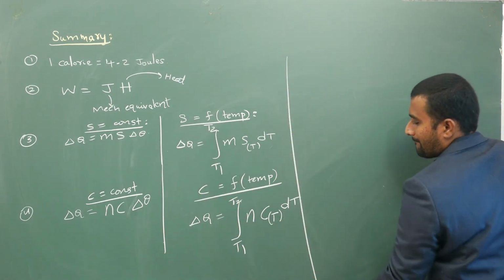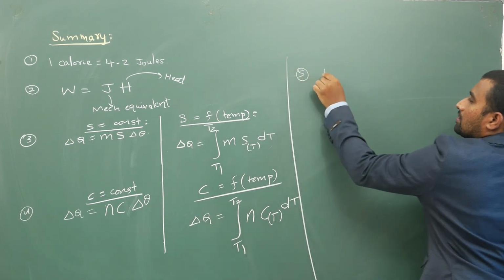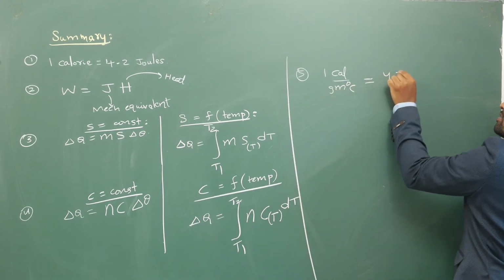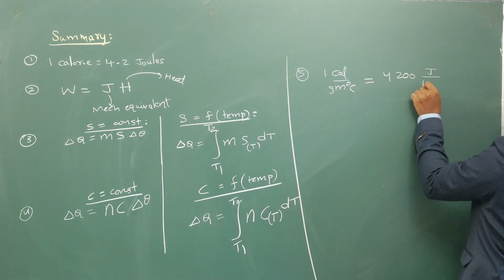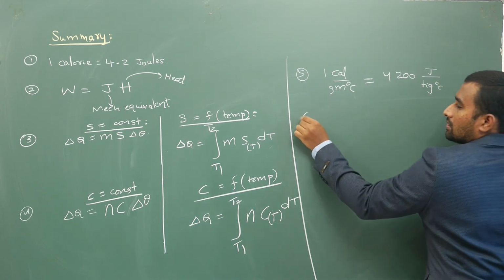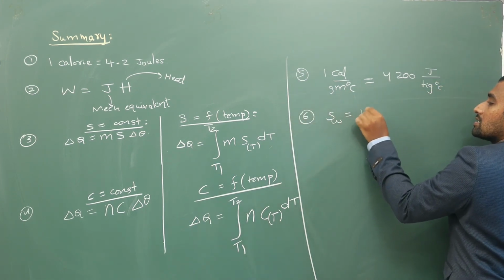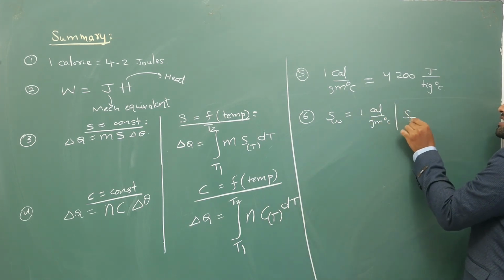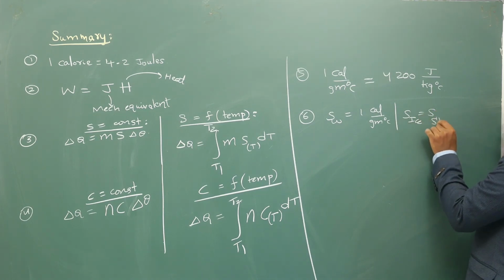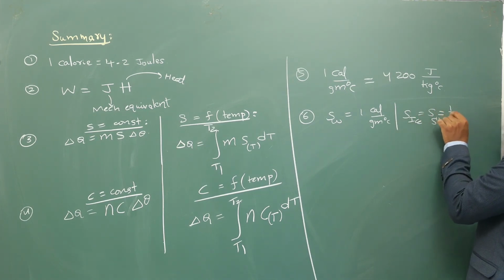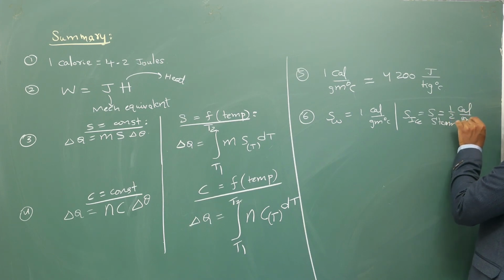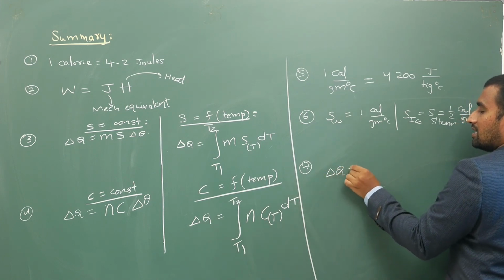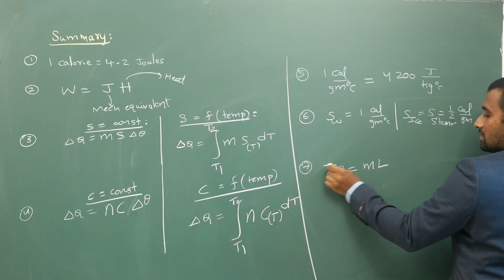Next, 1 calorie per gram degrees centigrade is equal to 4200 joule per kg degrees centigrade. Your specific heat of water is 1 calorie per gram degrees centigrade, and your specific heat of ice and steam is half calorie per gram. And next, when there is state change, delta Q is equal to m times L.